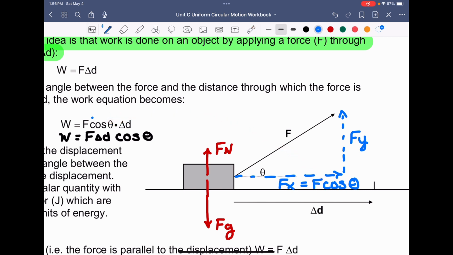This is another way of saying F cos theta is Fx. And so realistically, we could even write this equation as work is equal to, instead of F delta D cos theta, we could just write it as Fx times delta D. Now, I will say this is the most common way this formula is written, including on your formula sheet that way. So I would just leave it exactly how it is right there.